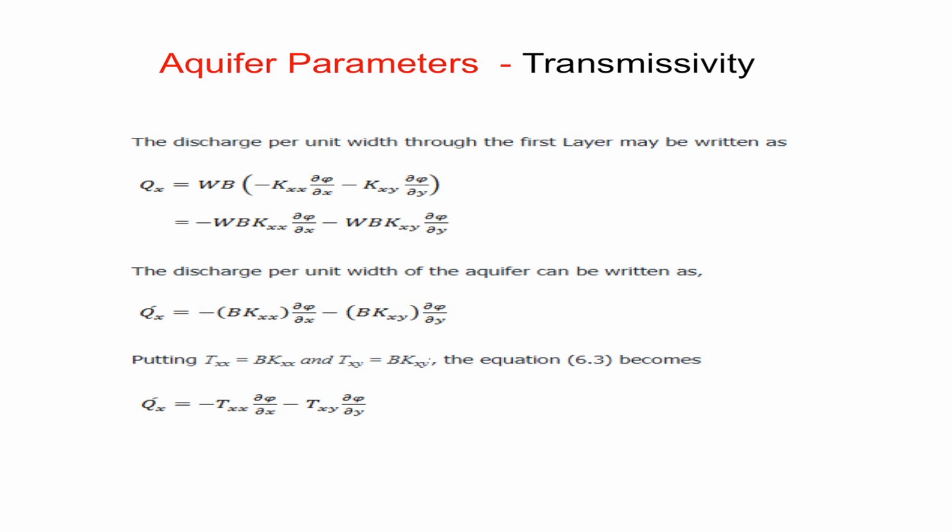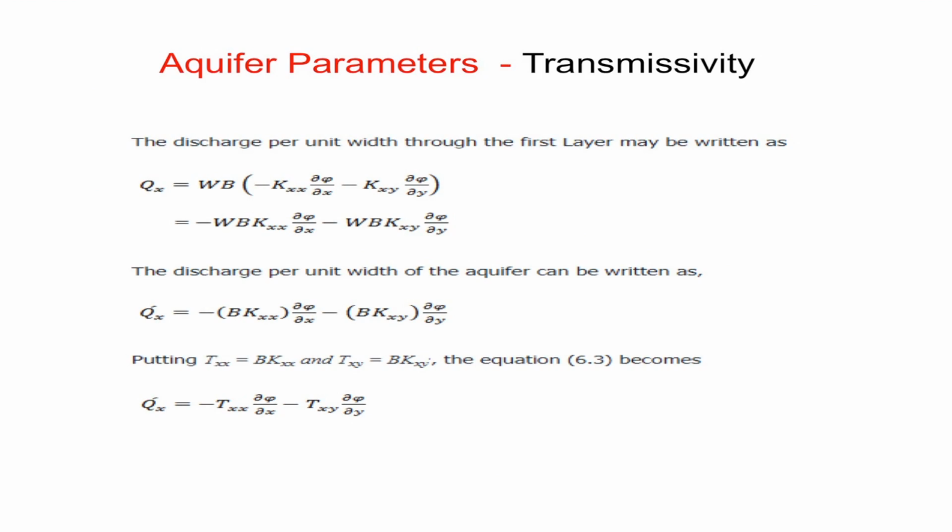The next one, we can write the equation Q equal to K into I into A. K is the hydraulic conductivity, I is the hydraulic gradient, which is the head loss divided by the length of flow. And area is the product of the width of the aquifer and the depth of the aquifer. The equation may be Q equal to K into I into A. Next we can rewrite the equation, K into I into A, as W into B.